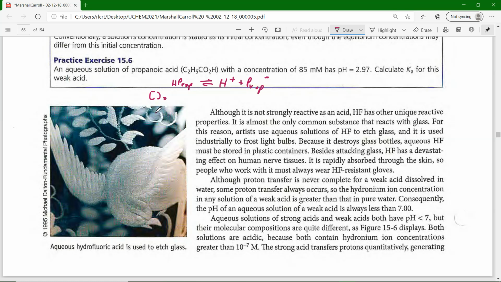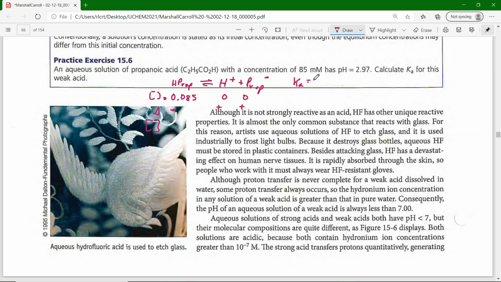So initial, change, equilibrium. The propanoic acid, 85 millimoles, so that's 85 by 10 to the minus 3, or 0.085, right? 8.5 by 10 to the minus 2, and roughly 0 for this and 0 for this. And the change, we're going to lose this because this is an equilibrium system. It's going to go to equilibrium. And then at equilibrium, we're going to get some values.